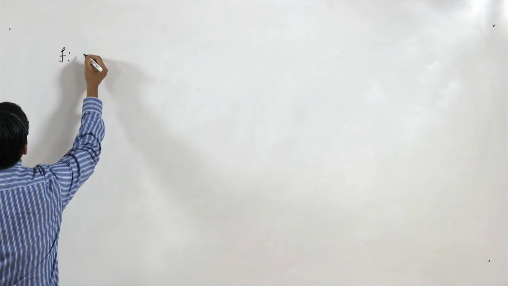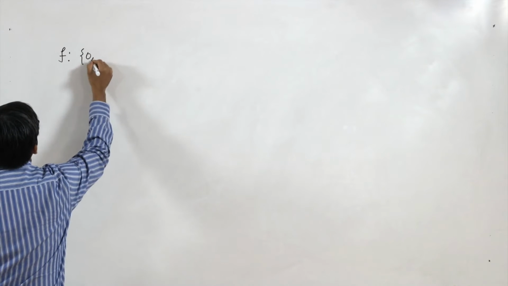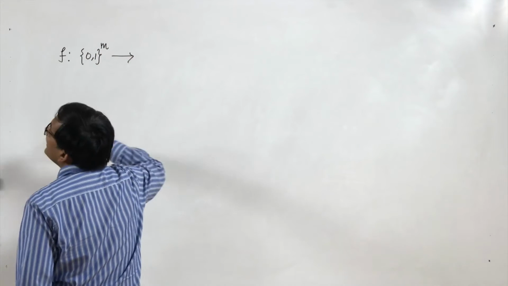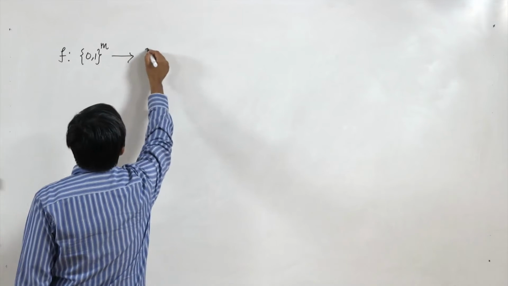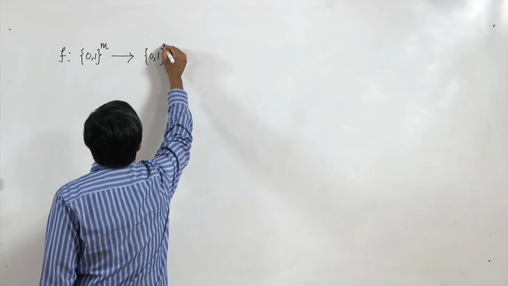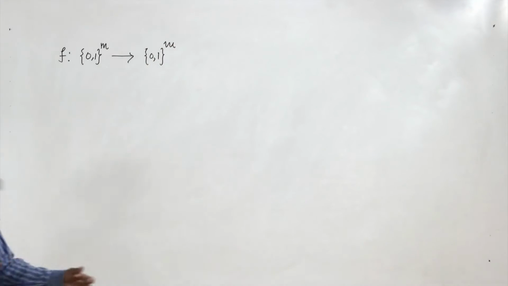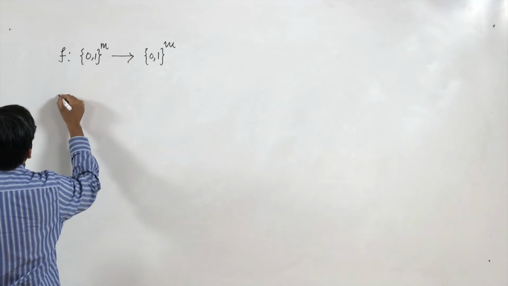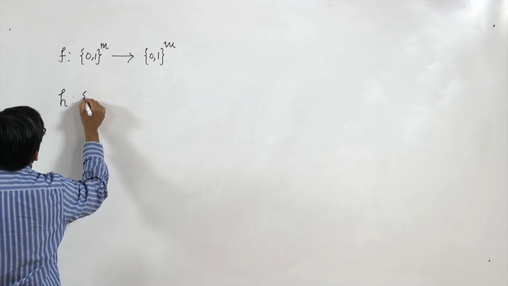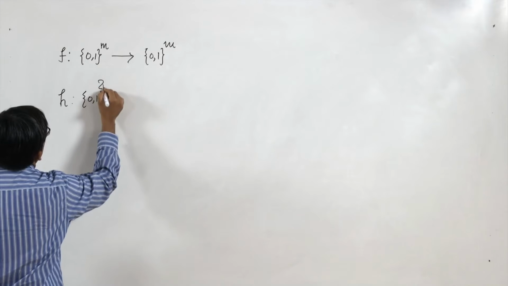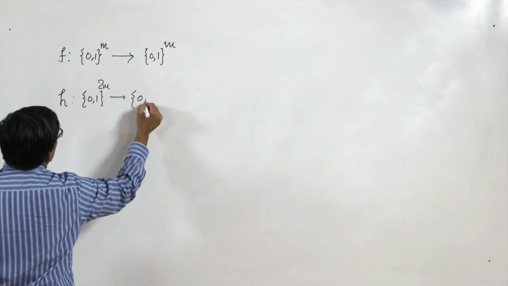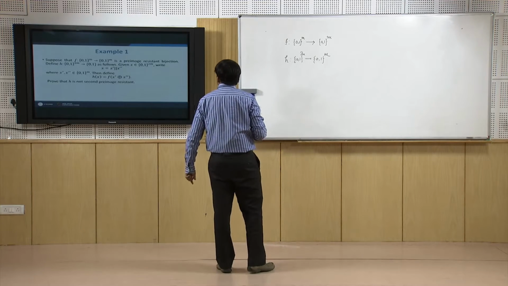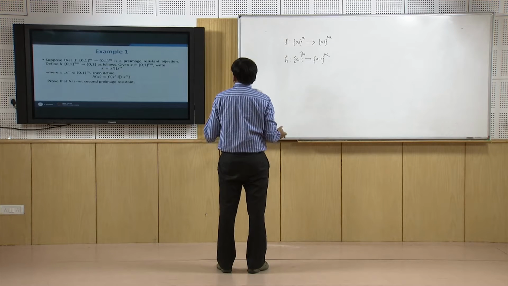I have a function which I claim to be a bijection and pre-image resistant bijection from 0 1 to the power m to 0 1 to the power m. That means it takes m length strings to m length strings, and I am considering a function h from 0 1 to the power twice m to 0 1 to the power m. So, there is a misprint there that we will correct later. Now, how are we defining this function?